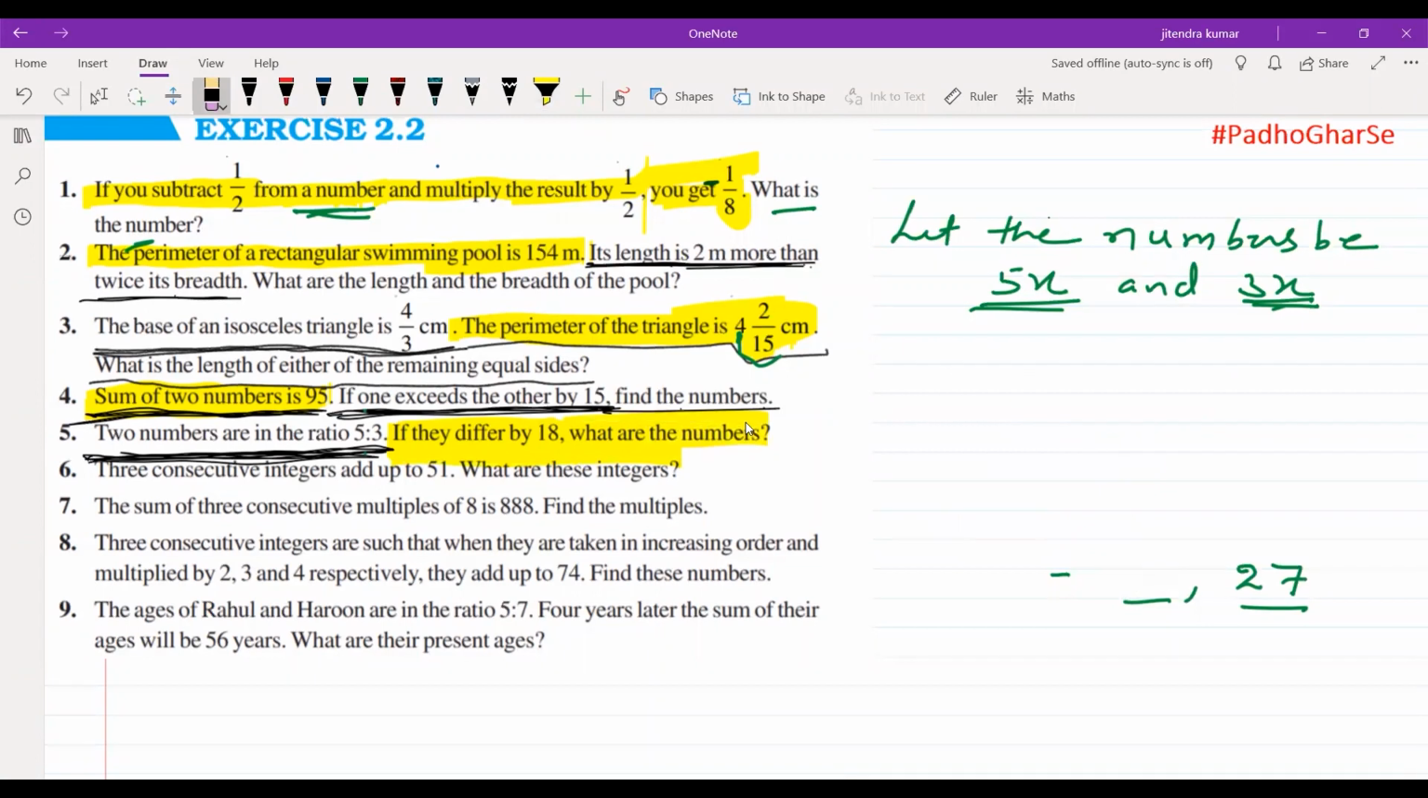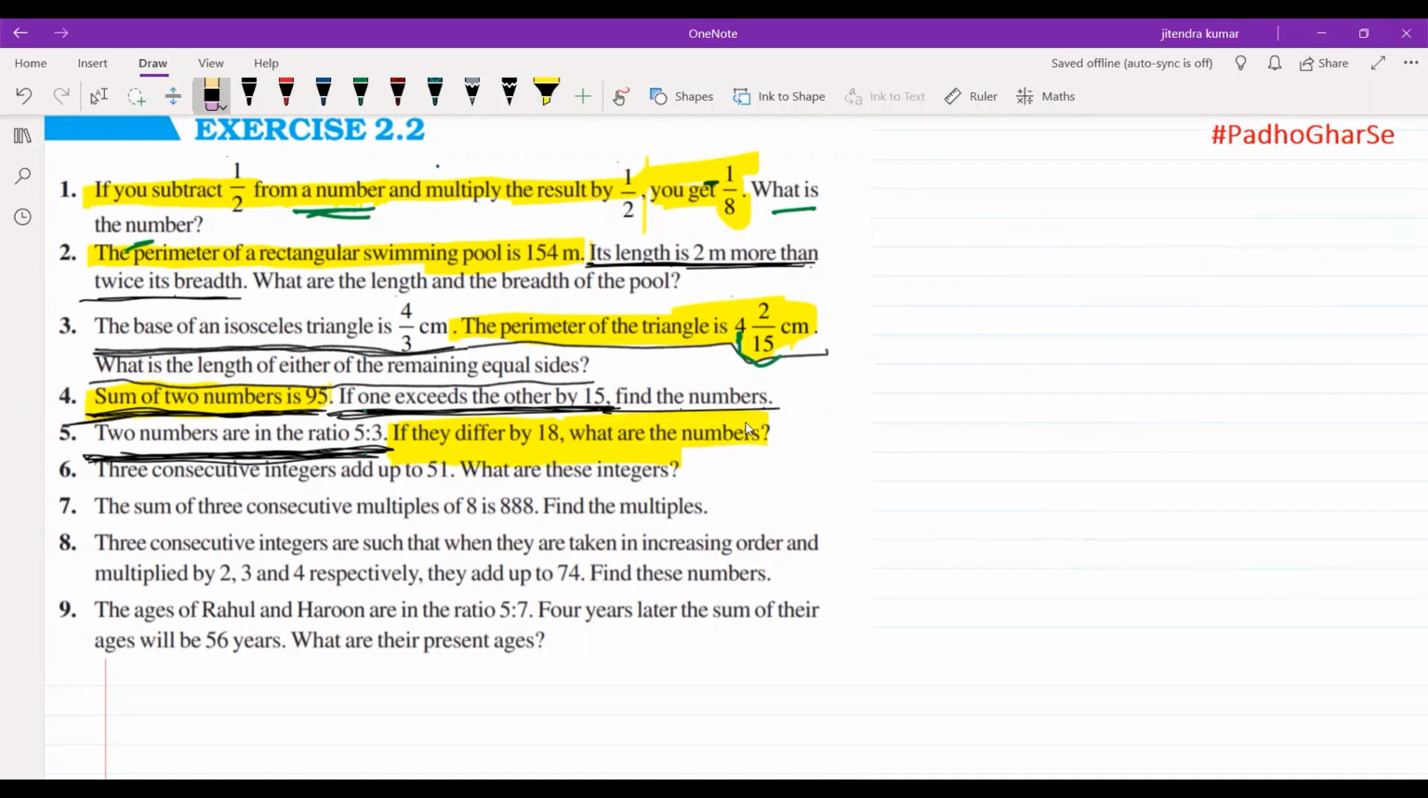Now we have done question number 5 also. Now we will move to question number 6. Question number 6 says that 3 consecutive integers add up to 51. This type of question we have already done. As it is saying 3 consecutive integers, so let's start with x.